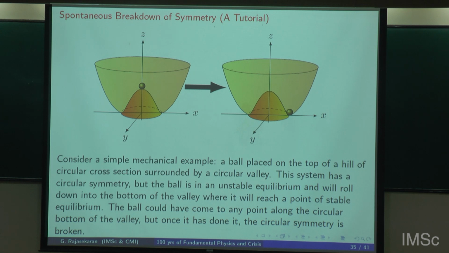Now a little bit more on the spontaneous breakdown of symmetry for those of you who want to know, because this has now become an important part of physics. First, consider a simple mechanical example. A ball placed on the top of a hill of circular cross section. This is the hill of circular cross section, and on the top of it, you put a ball. And this circular mountain is surrounded by a circular valley.